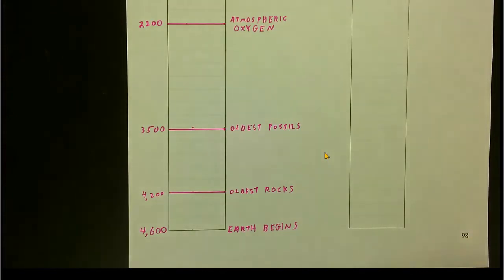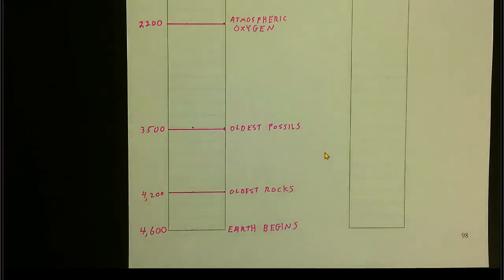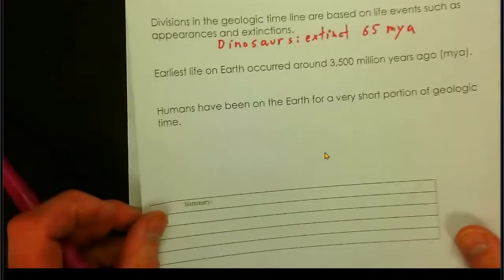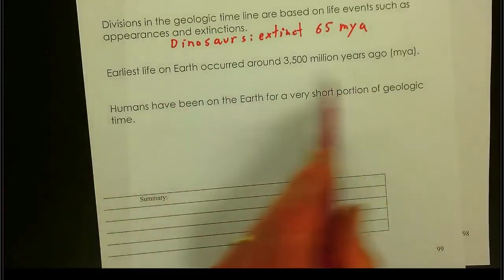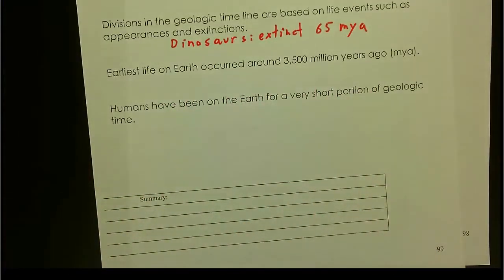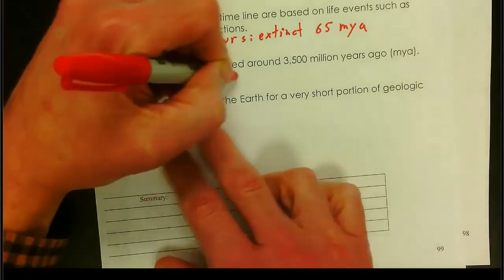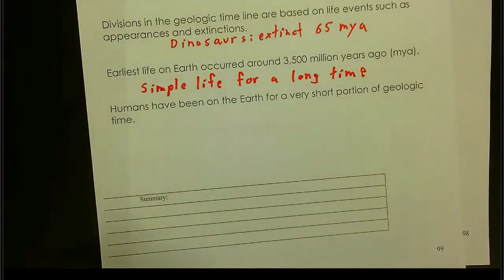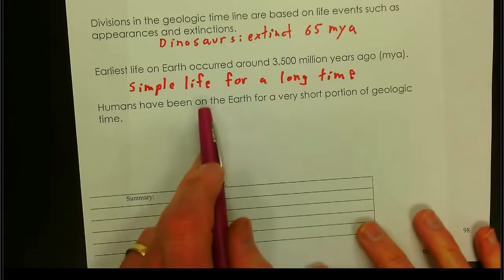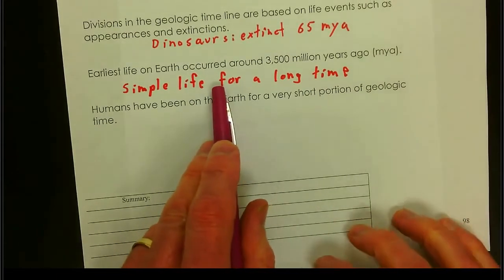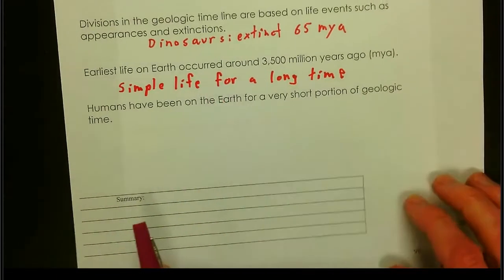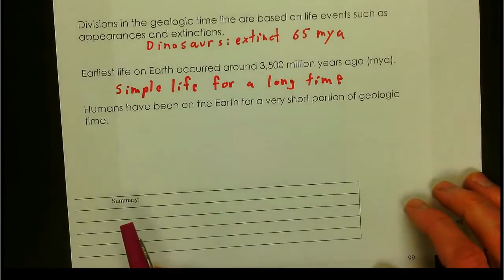If we look at our notes, we can see that the earliest life on Earth occurred around 3,500 million years ago. That's true, but it was very simple for a long time. Bacteria, mostly one-celled critters. And then we had an event that happened about 542 million years ago. And that's pretty high up on the chart.